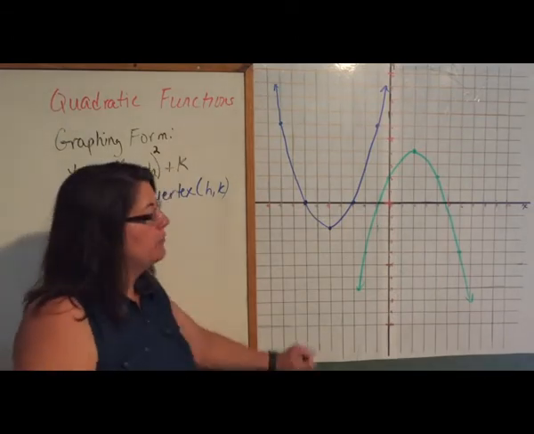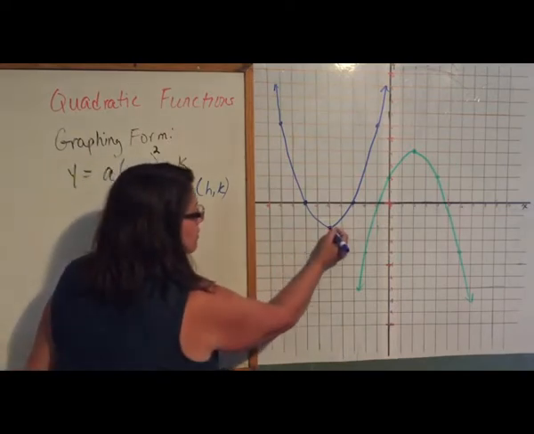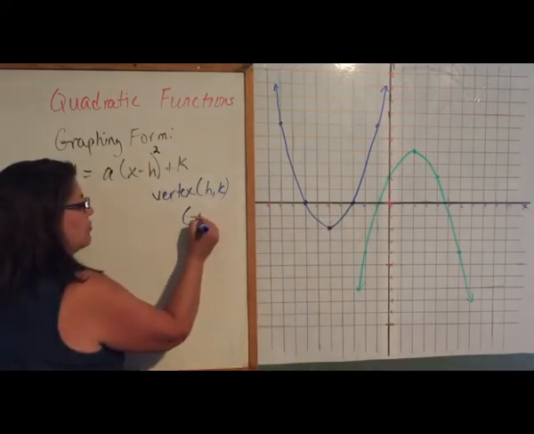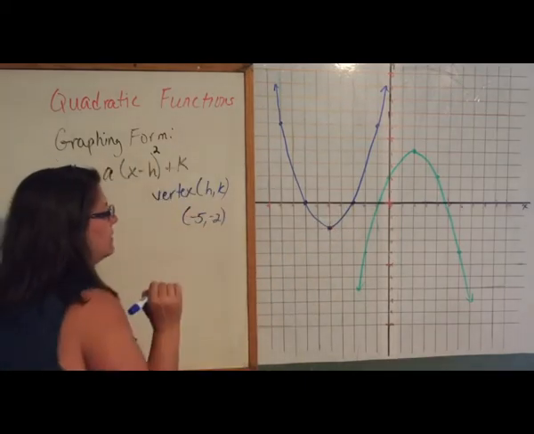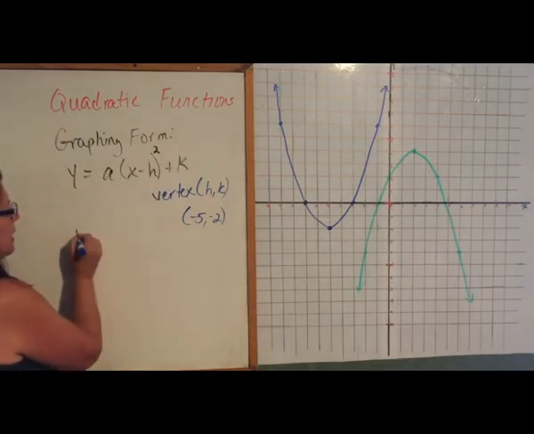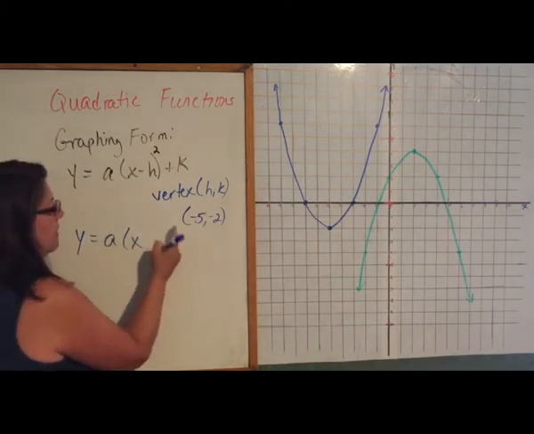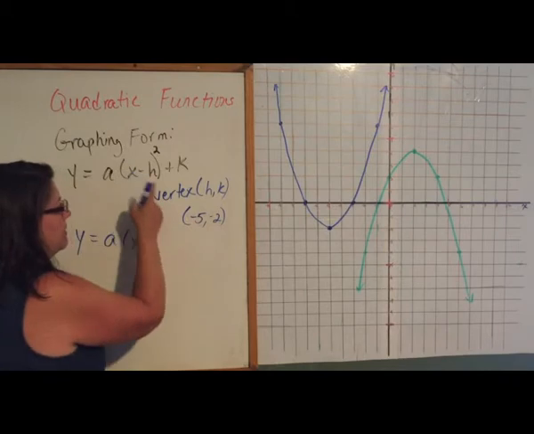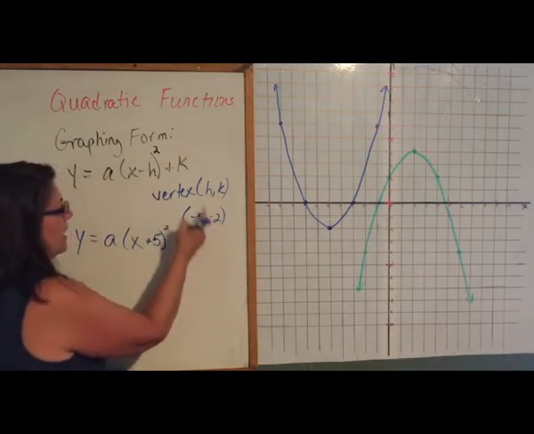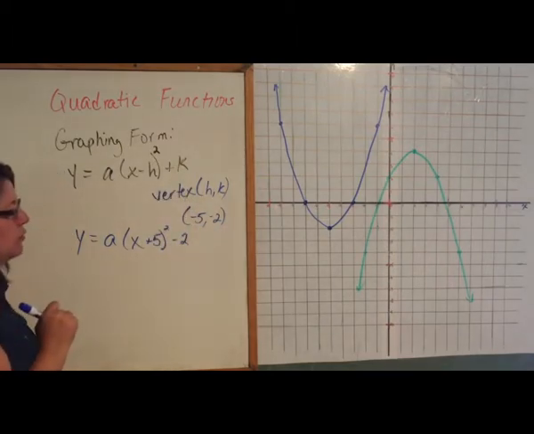I'm going to do the blue function first. So if you look at that blue function, the vertex of that function is -5, -2. So my hk is -5, -2. So I'm going to go ahead and plug those numbers in for h and k. So I've got y equals a times x minus h. Well, minus -5 would be a plus 5 squared, and then k is -2. So I've plugged the vertex into my formula.